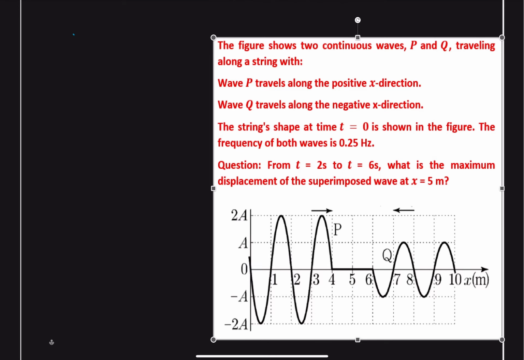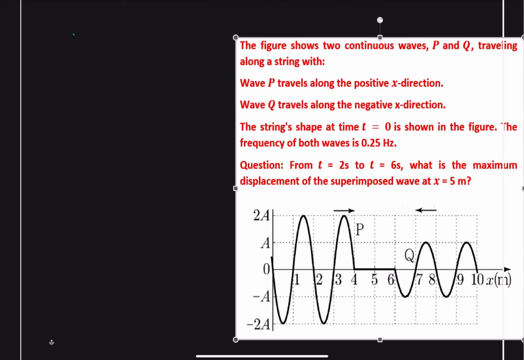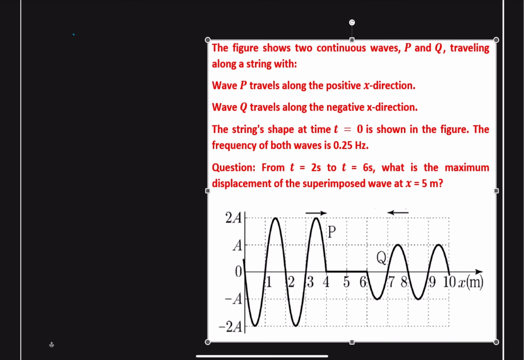The figure shows two continuous waves P and Q traveling along a string. The wave P travels along the positive x direction and Q travels along the negative x direction. The string shape at time t equal to 0 is shown in the figure. The frequency of both the waves is 0.25 Hz.